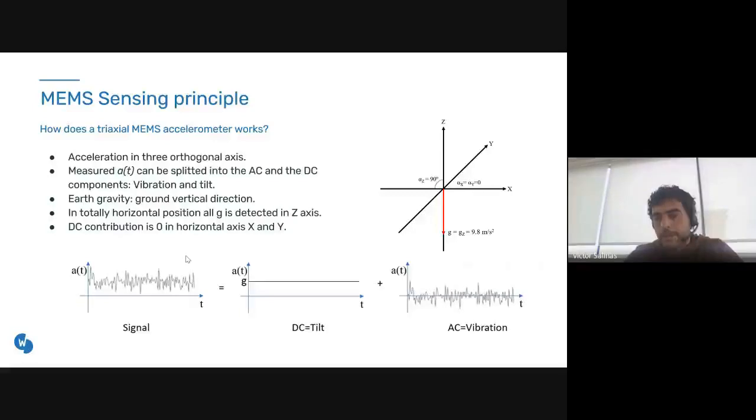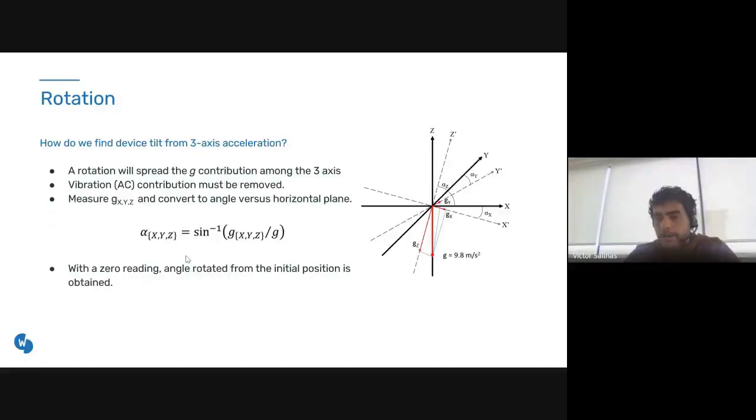Okay, if the device is still in horizontal position, we can see the contribution of the gravity, and all this contribution is going to be on the vertical component. Meanwhile, the DC for the horizontal components X and Y is going to be null. What happens if we rotate this device that was originally in a horizontal position? We had all this contribution of the gravity in one axis. Now we are rotating the device, so this contribution is going to be spread over the 3 axes.